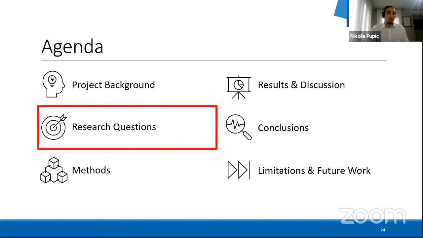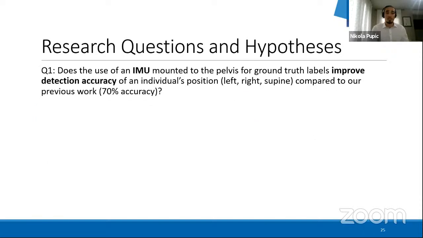So next, having covered the project background, we'll move on to the research questions and hypotheses. So the first research question revolves around if the use of an IMU mounted to the pelvis for ground truth labels will improve the detection accuracy of an individual's position of left, right, and supine compared to our previous work. And here I expect that the detection accuracy will improve.